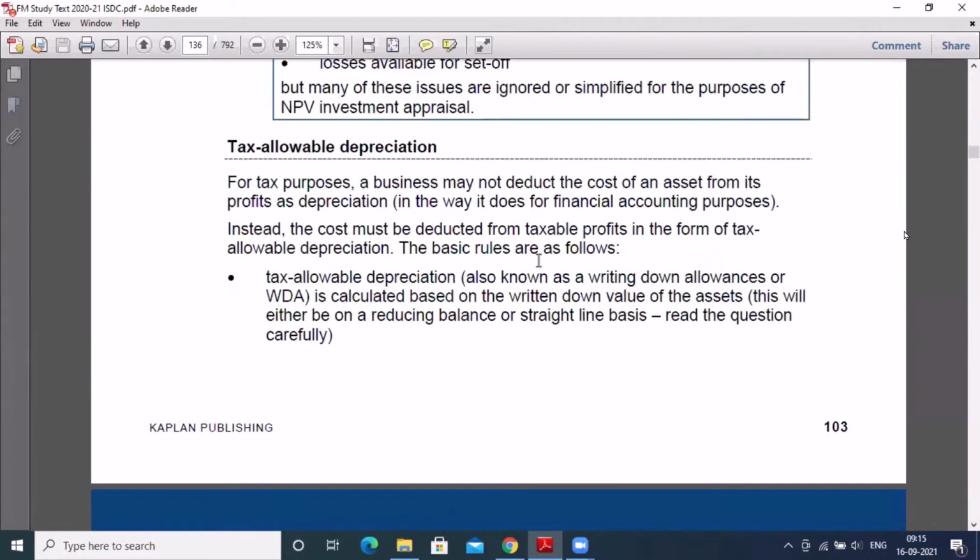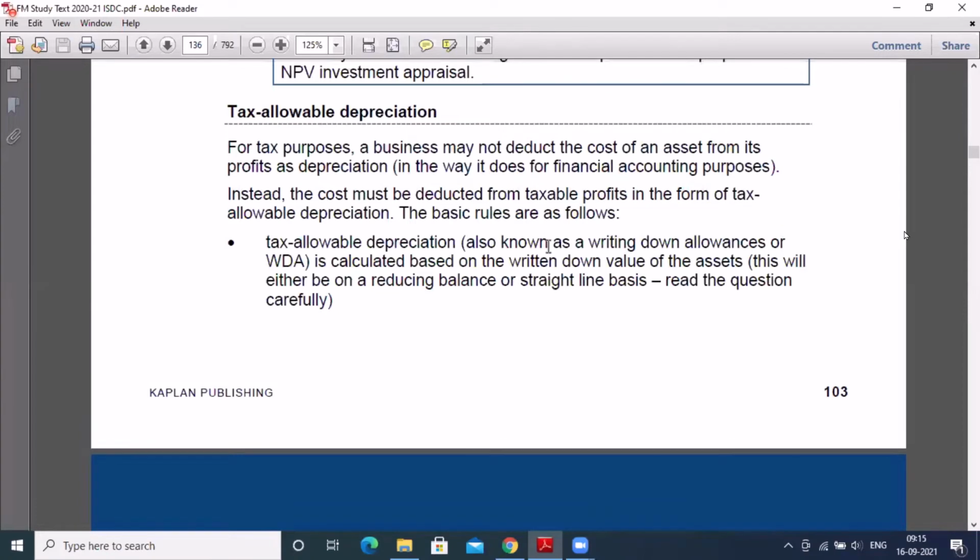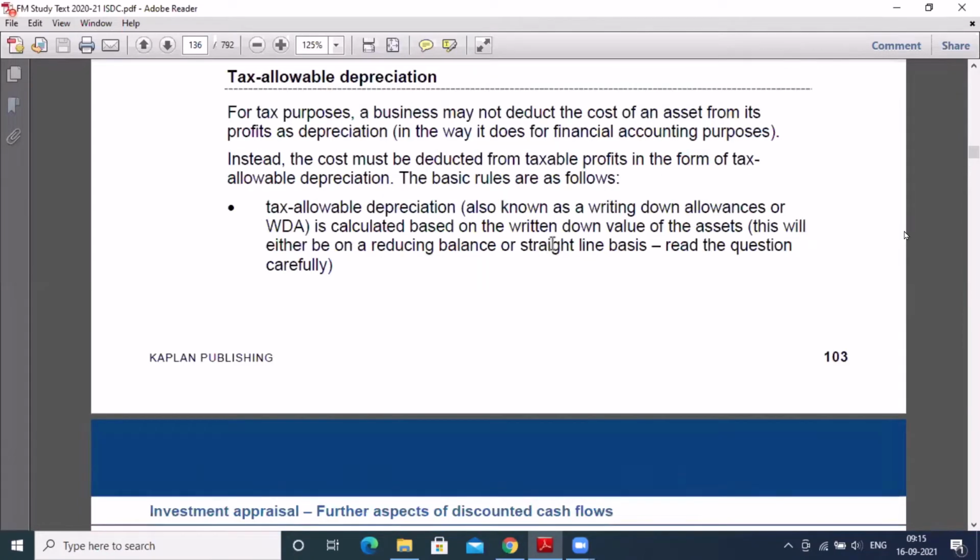Before the illustration, let me focus on the tax allowable depreciation. Because the most common deduction which we generally consider is depreciation, because tax authorities allow us to claim depreciation as a deduction. But there is a difference between accounting depreciation and taxable depreciation. So we need to claim only taxable depreciation as a deduction. Now we try to understand this.